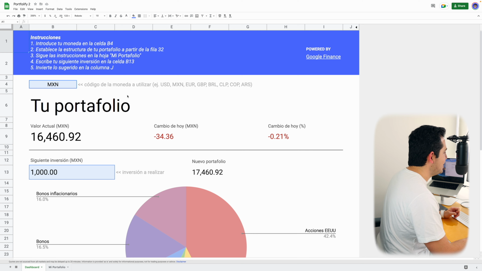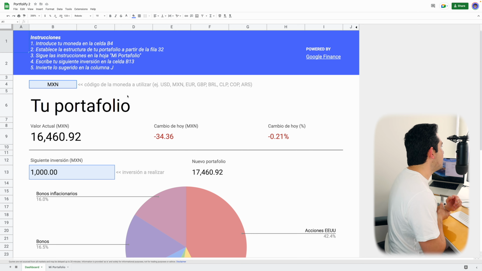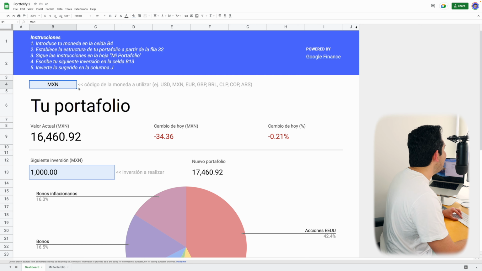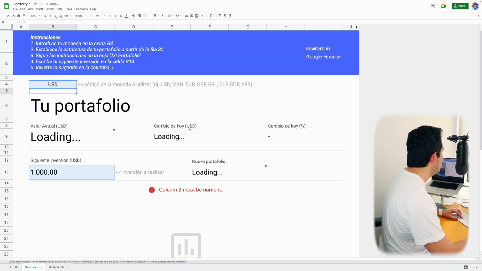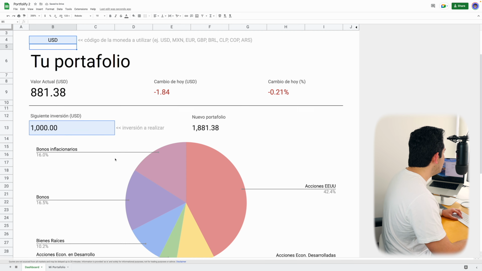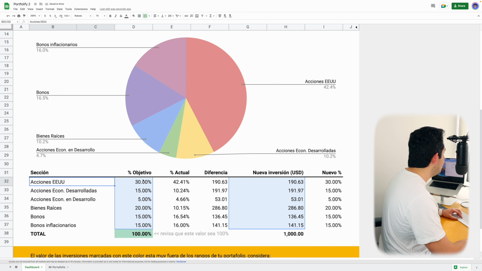Again, I know that this is in Spanish. If there is enough demand for it in English, I will be translating it. But anyway, the first thing that you would do is enter right here the currency that you want to use, for example, US dollars. And you're going to enter down below your plan.